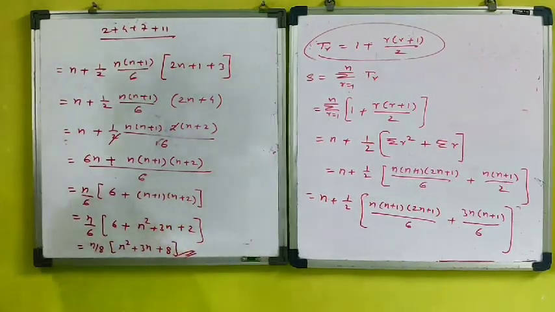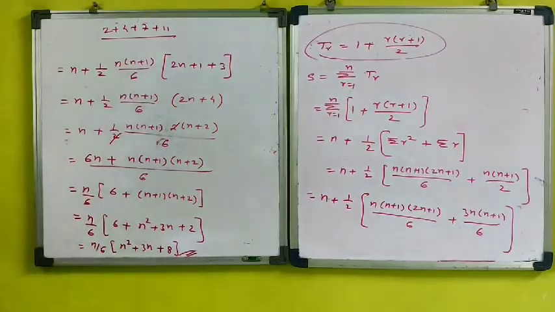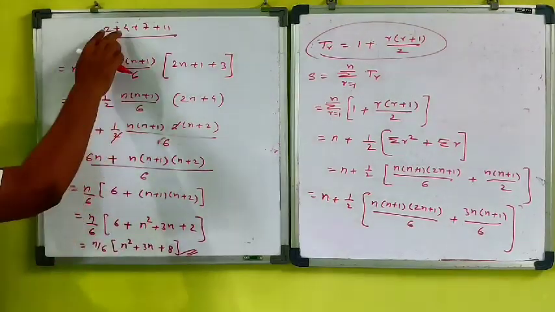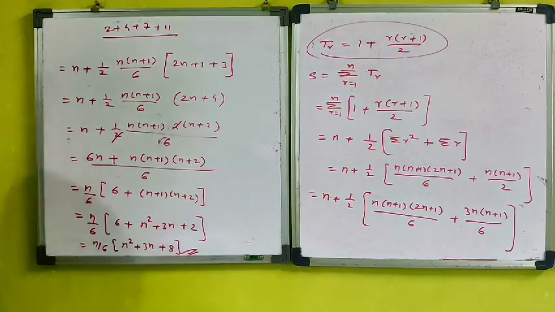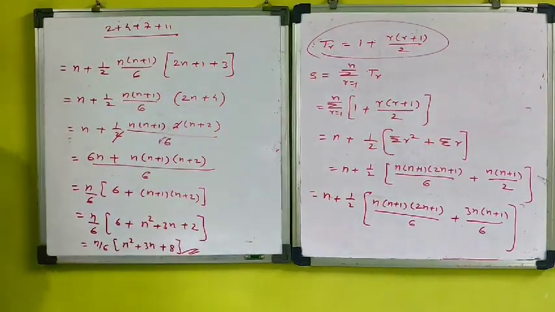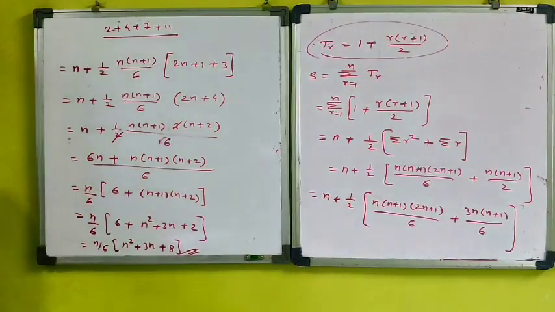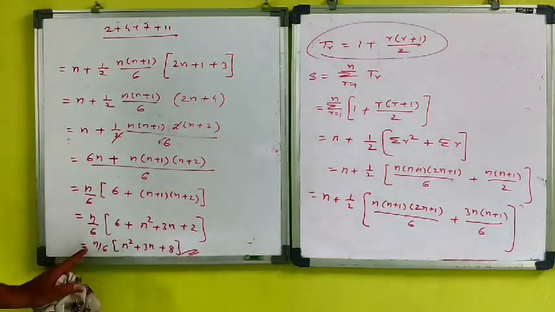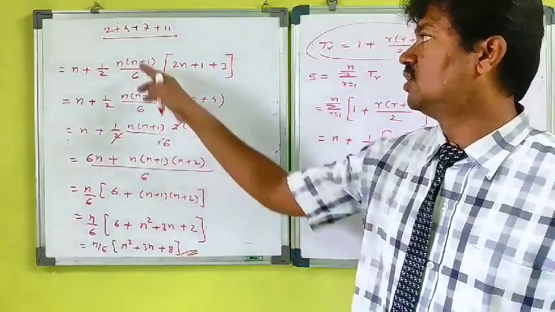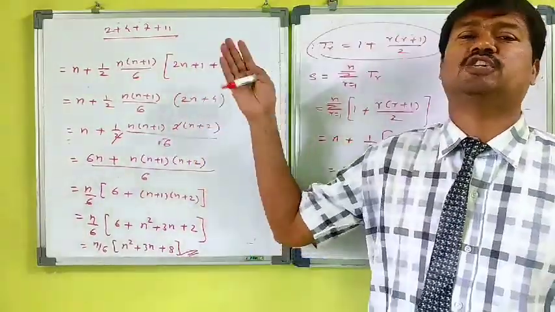So this is the final answer: n by 6 into n square plus 3n plus 8. Now substitute the value, so for n equal to 2, the sum should be 6. When you put n equal to 2 in this, 4 plus 6 is 10, 10 plus 8 is 18, so that is 3 into 2, that is 6. So putting n equal to 2 gives you 6. 2 plus 4 is 6, this is also 6. That means the verification is done.